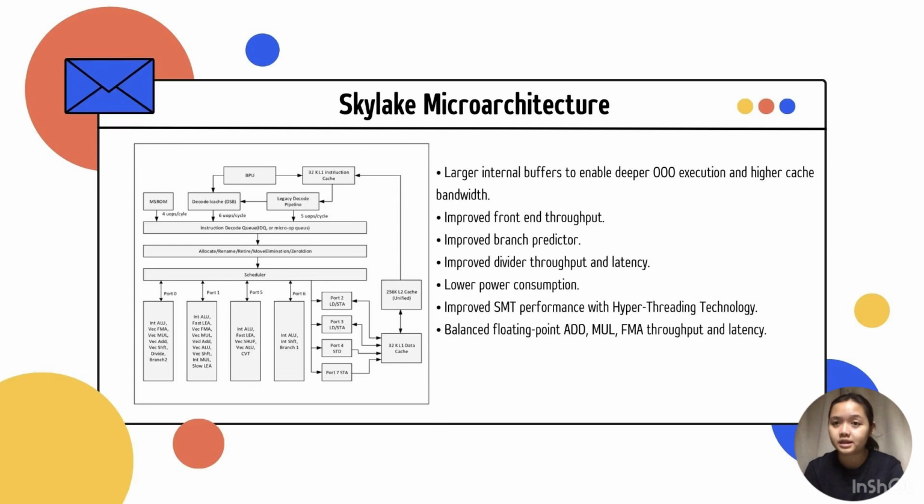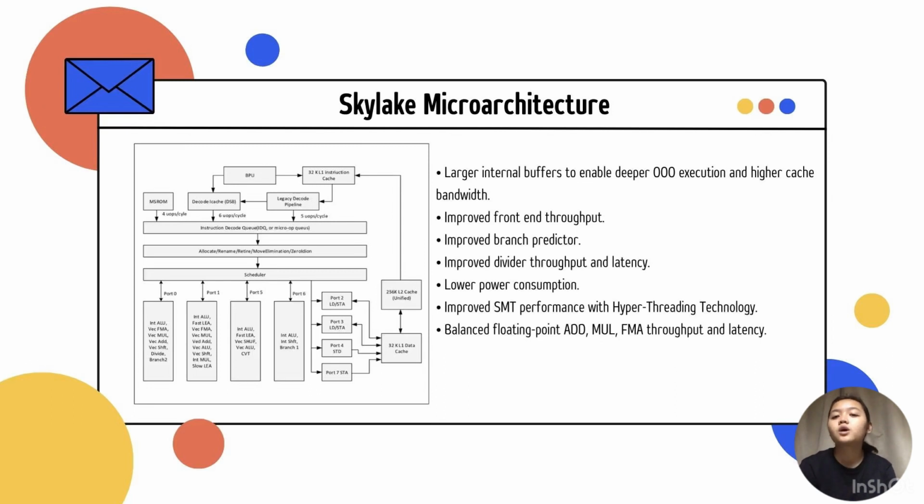The next one is the third one. It is smarter decision making. Enhanced branch prediction capability empowers Skylake to make smarter guesses about the next step in computations. For the fourth one, efficient arithmetic. Skylake optimizes arithmetic operations, resulting in improved divider throughput and latency. For the fifth one, it is an eco-friendly design. Lower power consumption ensures sustainable operations.